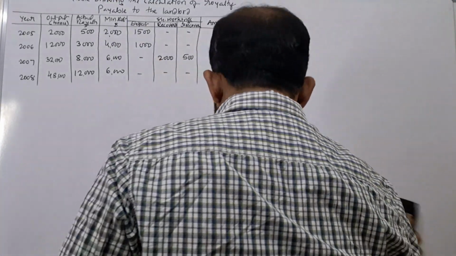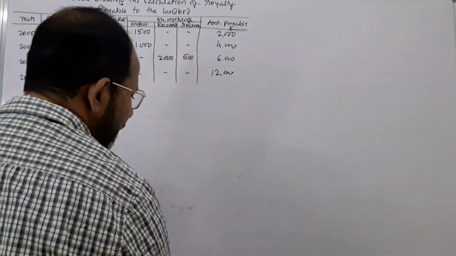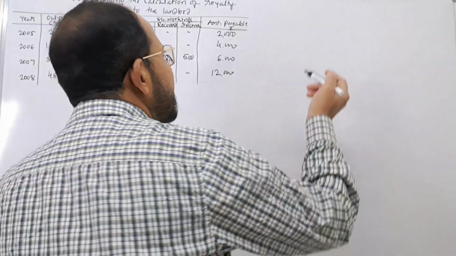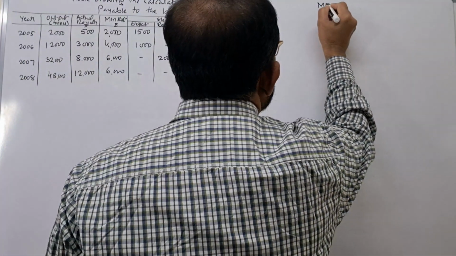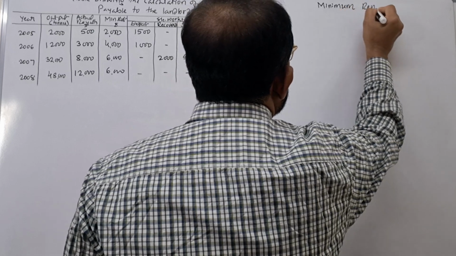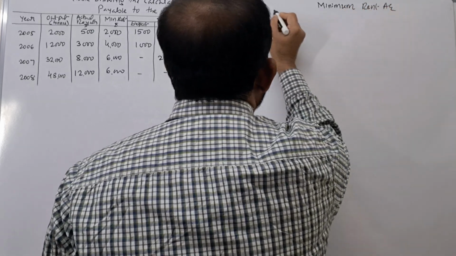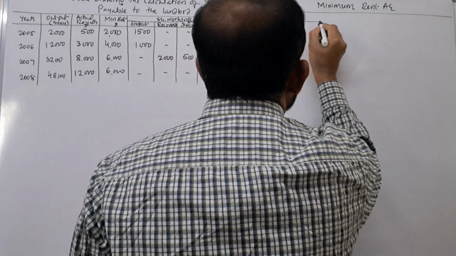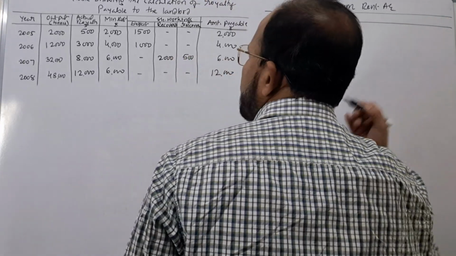Now we will prepare the necessary accounts. Okay, first one, I am going to write minimum rent account. Try to understand minimum rent account. This account is to be prepared only in case of short workings.